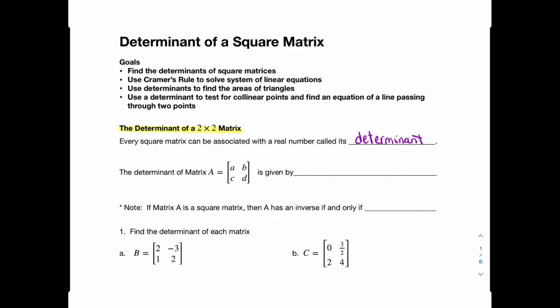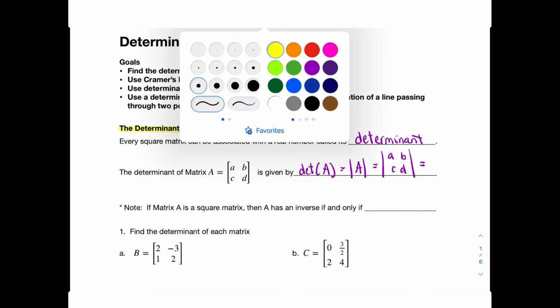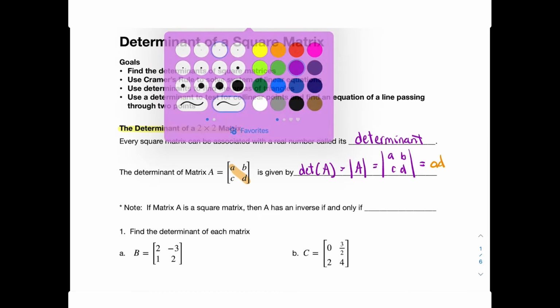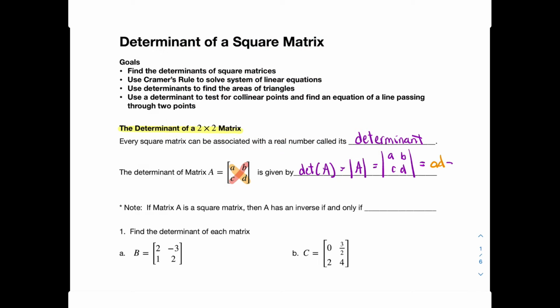The determinant of matrix A, which is A, B, C, D, is notated by det(A), or the absolute value of A, read as the determinant of A. Or you can change the brackets of the square matrix into straight lines, and that's read as the determinant of A. To do this, you take the product of the diagonals down, which would be A times D, minus the product of the diagonals up. This should be familiar. And that single value is called our determinant.